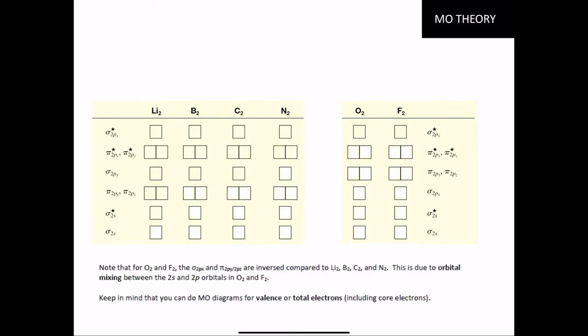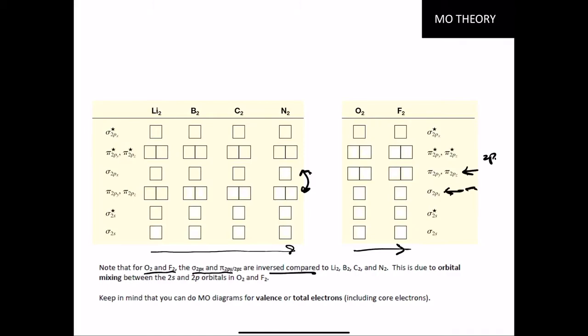So on the periodic table, lithium through nitrogen behave, let me start this way. Oxygen and fluorine behave normally. I expect to see sigma lower energy than the pi's, right? These are the 2p's. So for me, this is expected. N2, C2, B2, Li2, these guys are backwards. These are upside down. And so this is just something you need to know and be able to recognize. So for O2 and F2, the sigma and 2pi are backwards, right? Inverse compared to the other ones.